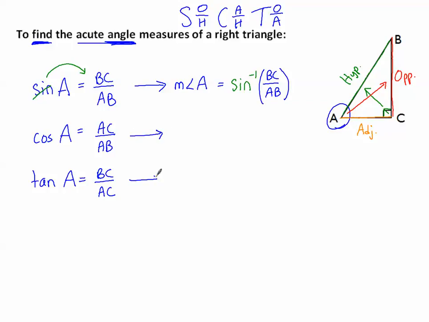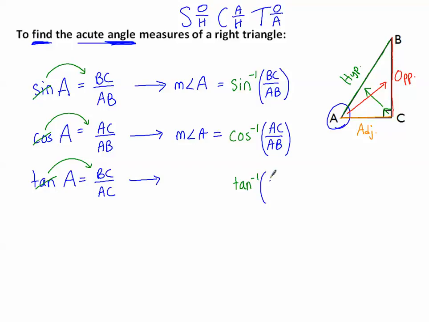Let's show that for cosine and tangent. Measure of angle A is equal to, take the cosine, move it to the other side by taking the inverse cosine of the other side, AC over AB. Take the tangent, move it to the other side by taking the inverse tangent of what is on the other side, BC over AC. So, measure of angle A equals these ratios.